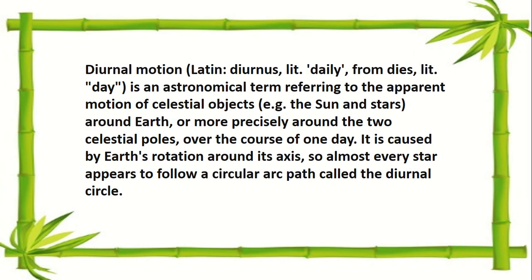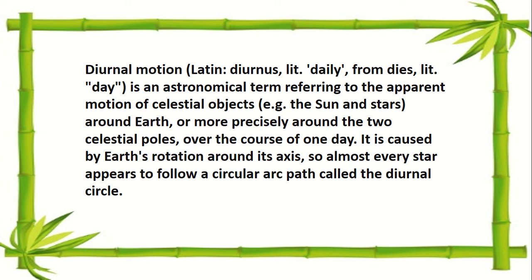So, diurnal motion comes from the Latin word diurnus, which is daily, and from dies, that is day. It is an astronomical term referring to the apparent motion of celestial objects, the sun and stars, around the earth, or more precisely around the two celestial poles, over the course of one day. It is the 24 hours. It is caused by the earth's rotation around its axis. So, almost every star appears to follow a circular path called the diurnal circle.